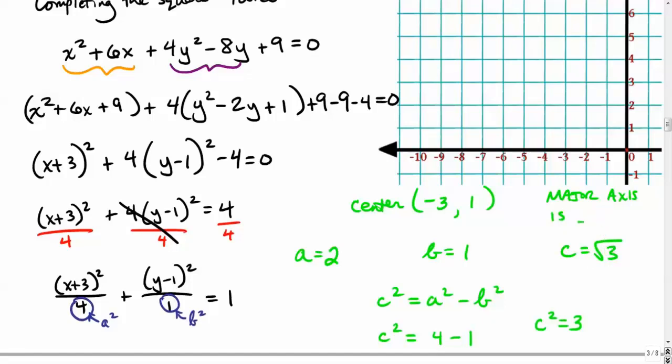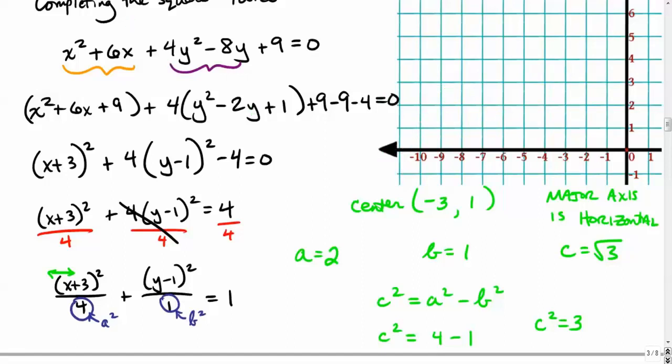Alright. Next up, the major axis. Is it going to be situated up, or is it going to be situated left and right? So up and down, or left and right? And to answer that question, you basically just want to look at where your A variable is. If your A variable is underneath your X term, X should tell you that we're going horizontal. So that means that our ellipse is going to be stretched out horizontally like this.